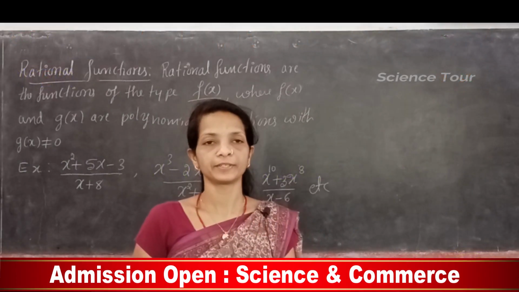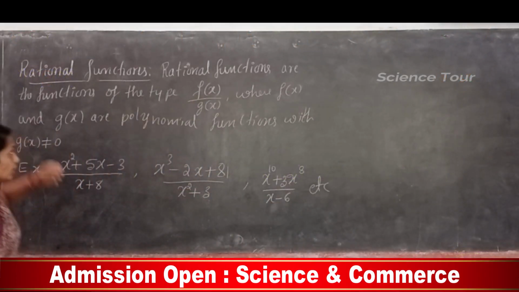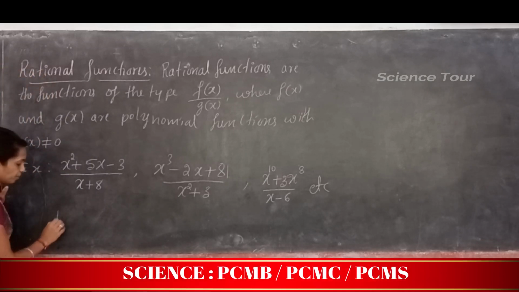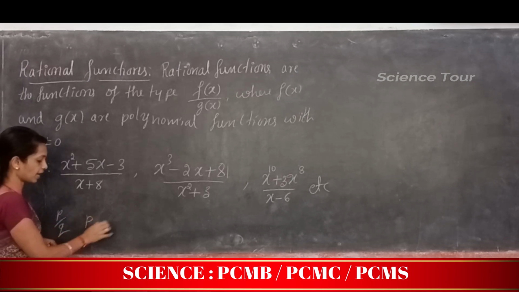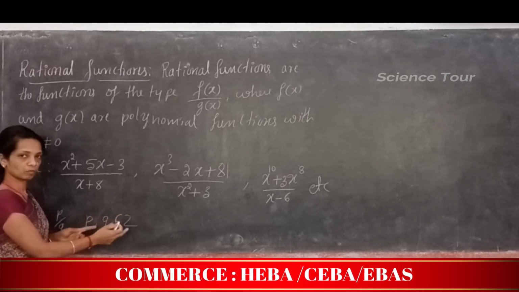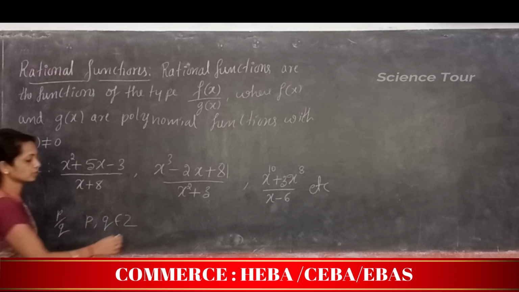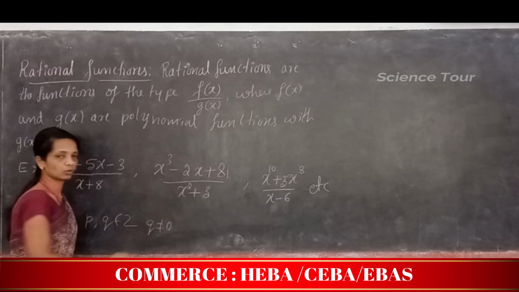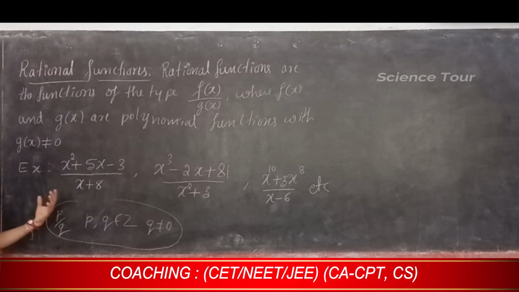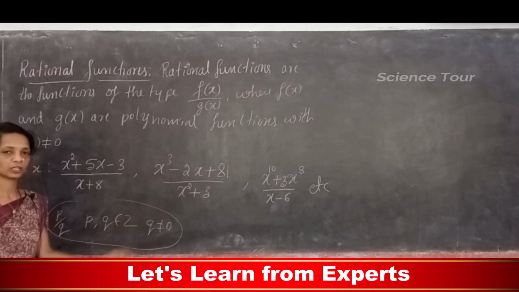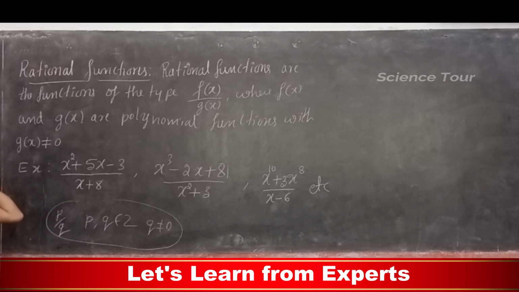Next function under types of functions is rational functions. Do you know what the definition of a rational number is? A number of the type p by q is called a rational number, where p and q are integers, belonging to Z, and the denominator q is not equal to 0. This is the definition of a rational number: a number of the type p by q where p and q are integers with q not equal to 0. Numbers of that form are called rational numbers.